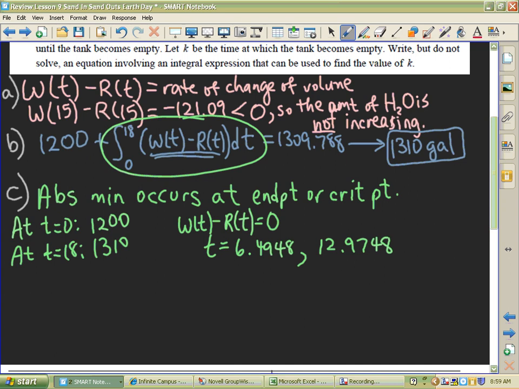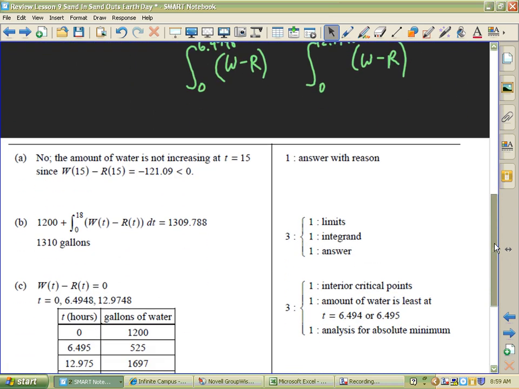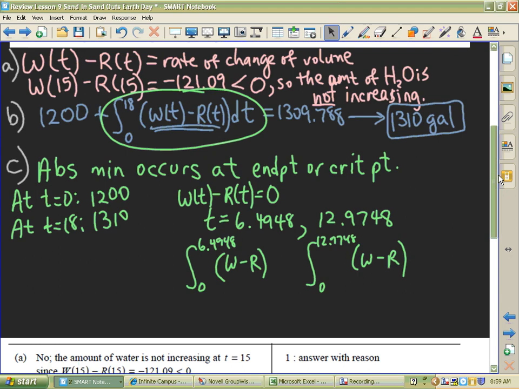Cool. So I got to know how much water there is at this time, so I've got to integrate W minus R. And then I got to know how much water there is here, so I got to integrate W minus R. And both of those numbers can be calculated, 525 and 1697.